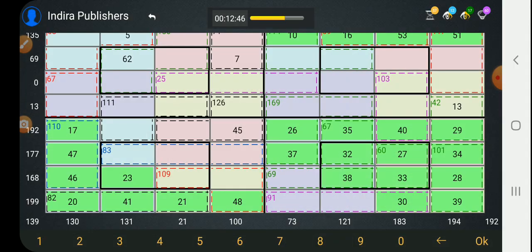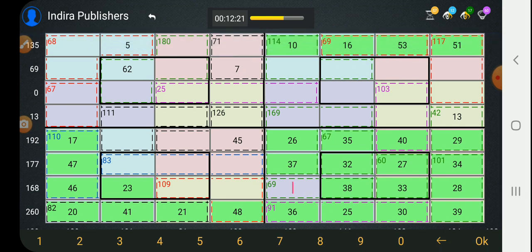38. What is this? This is 35 plus 32, 67. 67 plus 38, 105, 25. So what is this? 36. What is this? This is 26 plus 37 is equal to 63, 69, 99, 31. Okay, so we have finished one.